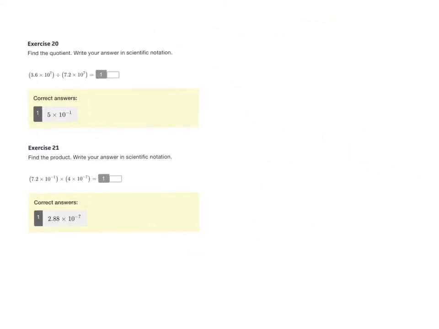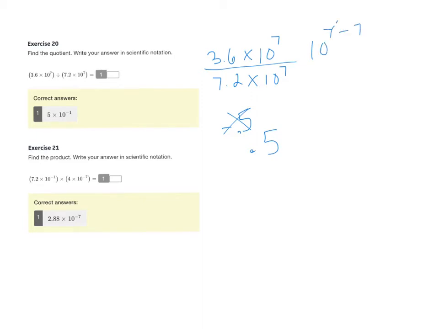Alright, for number 20, I've got 3.6 times 10 to the 7th divided by, I'm going to draw it like that, 7.2 times 10 to the 7th. And so we're going to have 3.6 divided by 7.2. That gives us 0.5. And then we have 10 to the 7th over 10 to the 7th, which is going to be 10 to the 7 minus 7. And 7 minus 7 is 0.